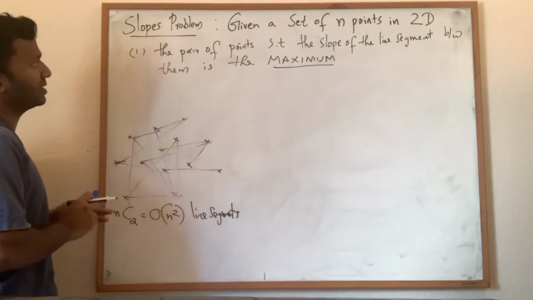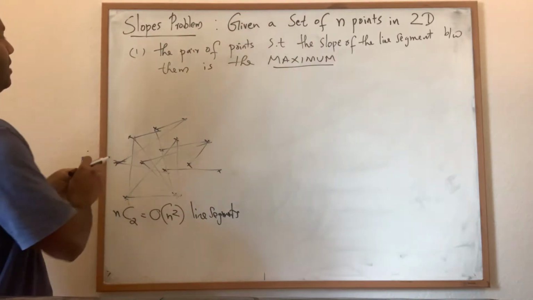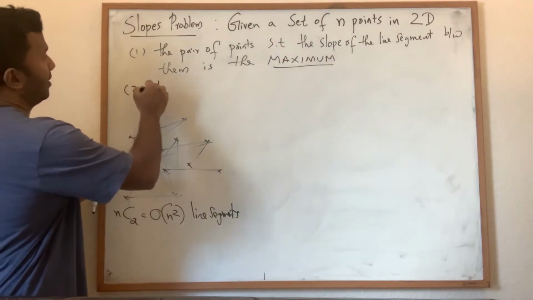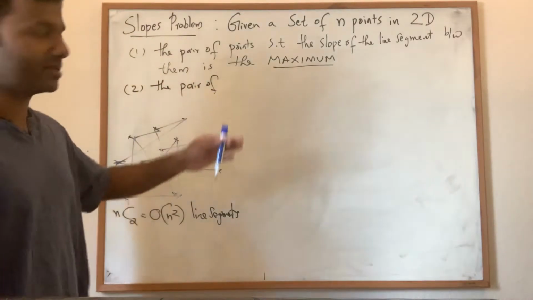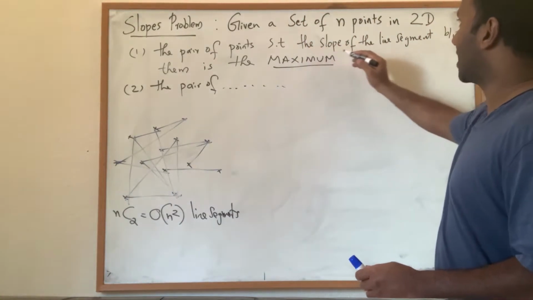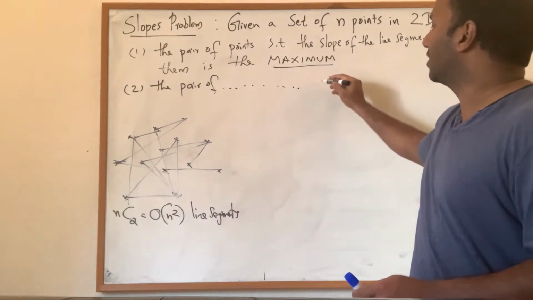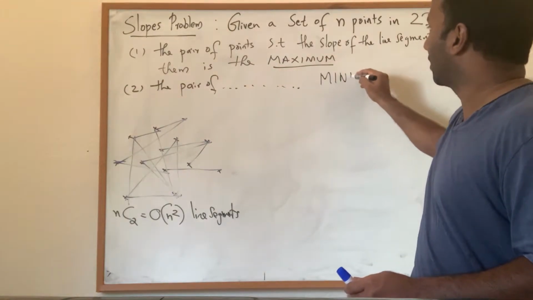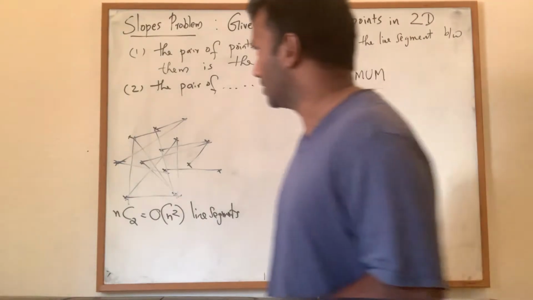The second question is similar. Again, I want to find the pair of points such that the slope of the line segment between them is, instead of maximum, now I want to find the minimum. Okay, that is the second question.